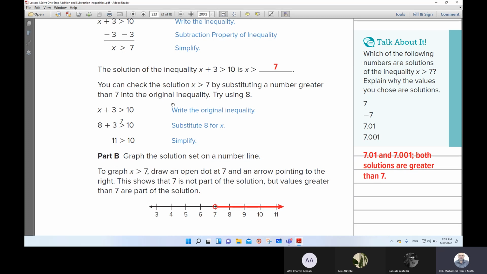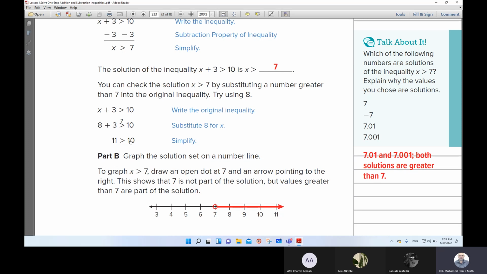You can check the solution x greater than 7 by substituting a number greater than 7 into the original inequality. Try, for example, 8. The value of x will be 8. Is 8 plus 3 greater than 10? 8 plus 3 will be 11. Yes, 11 greater than 10. So this is a true solution.